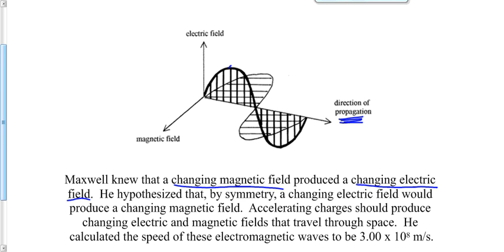Now, he hypothesized by symmetry, and we've talked about this before, about how physics is a pretty symmetrical discipline. When A causes B, B will often cause A. If a changing magnetic field will produce a changing electric field, then maybe a changing electric field will produce a changing magnetic field.